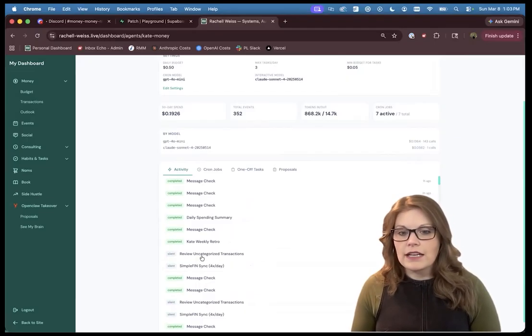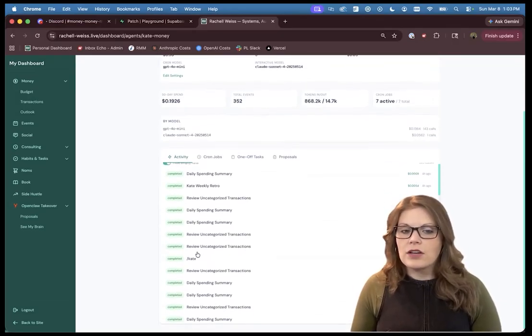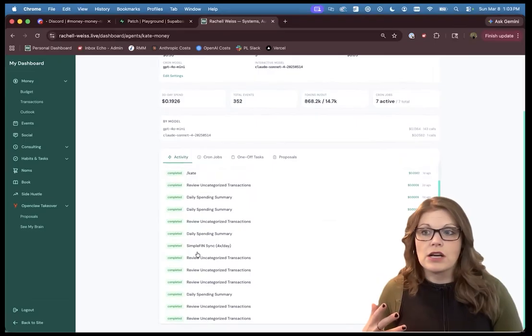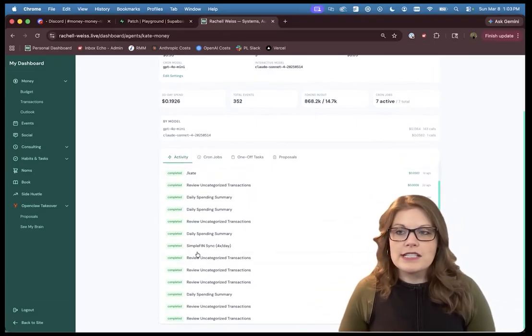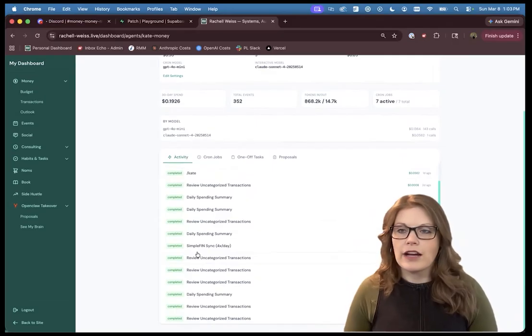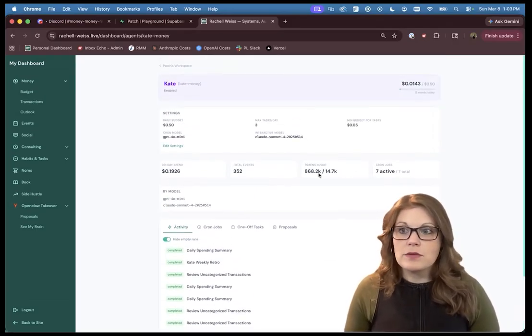There was no uncategorized transaction. There was nothing, so there's nothing to report. So we're going to hide those because it makes it easier to see what's going on. If those are silent, I don't need to see those. But she's able to review and she's able to categorize those transactions. Now, this is her actions, this is what she's doing.